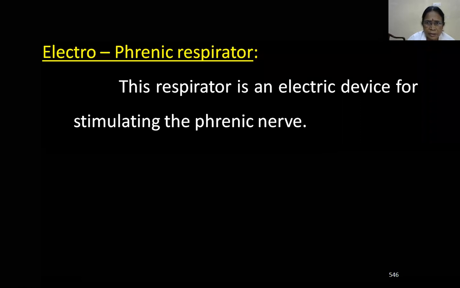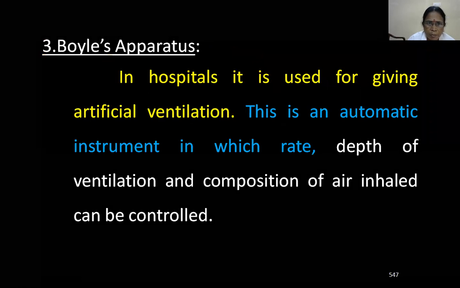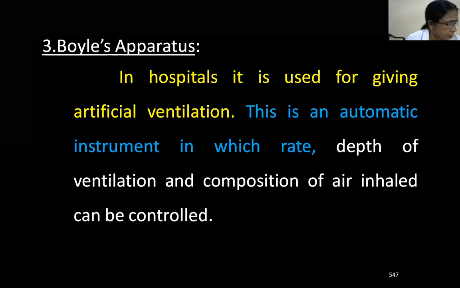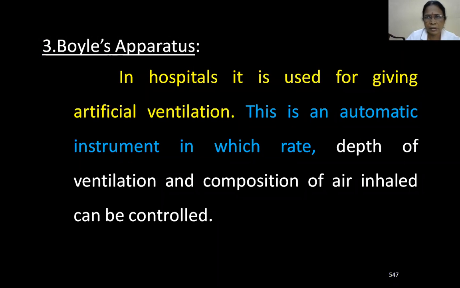Electronic respirator is an electric device for stimulating the phrenic nerve. Boyle's apparatus: in hospitals, it is used for giving artificial respiration, artificial ventilation. In operation theaters, you might be seeing all these things. You will be seeing them in your clinical postings.